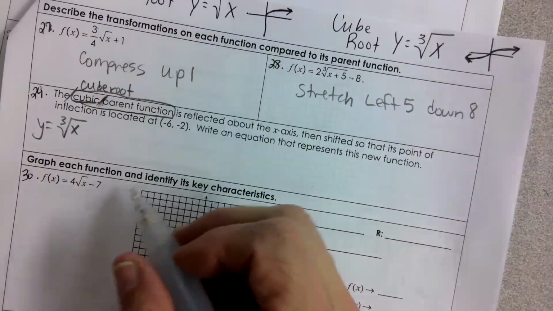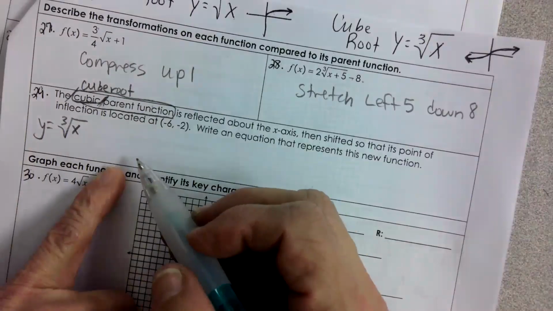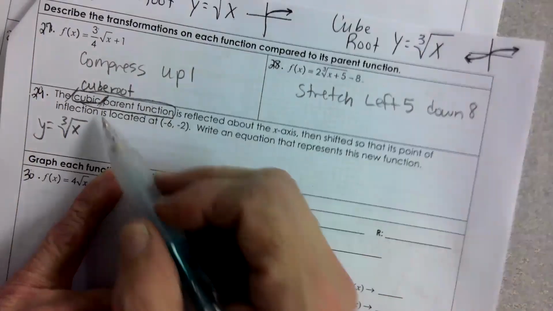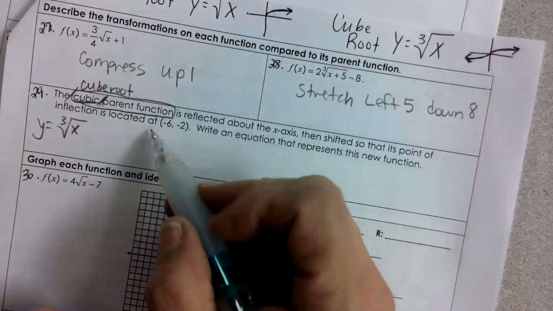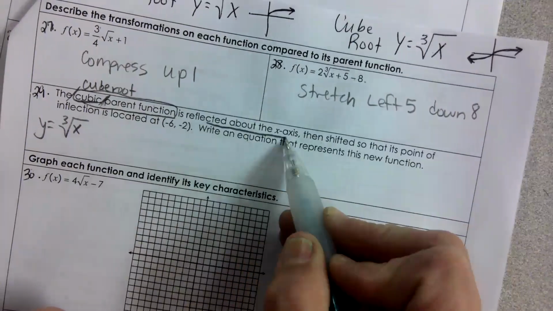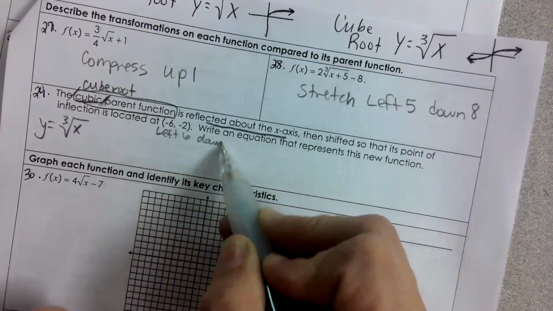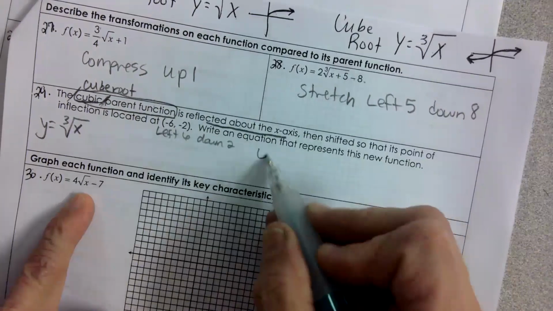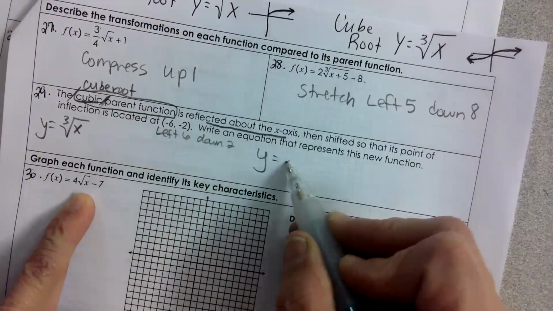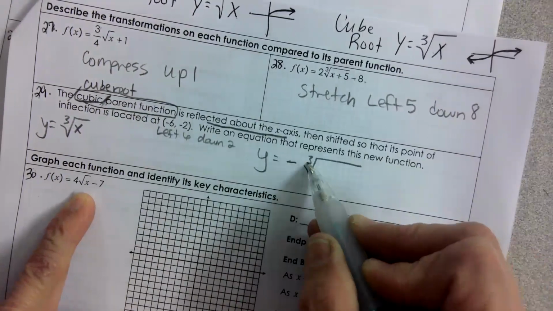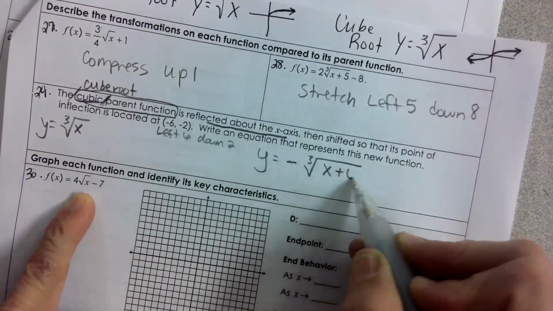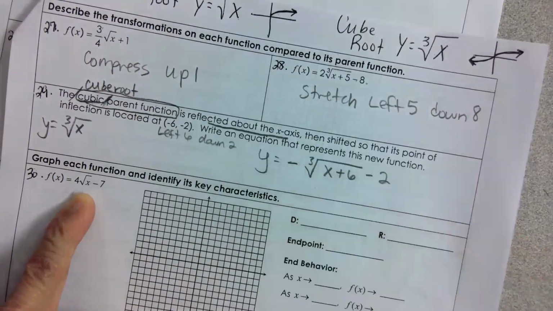You did that one in class. Yeah. Did I do the cube root? Mhm. Yeah, I just now read more carefully. So anyway, it's going to reflect, and then it's going to go left 6, down 2. So anyway, that would be reflect, left 6, down 2.